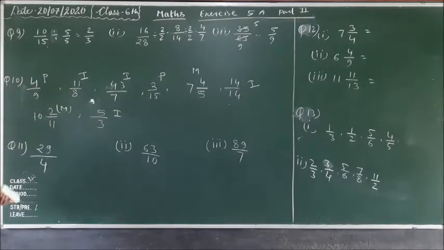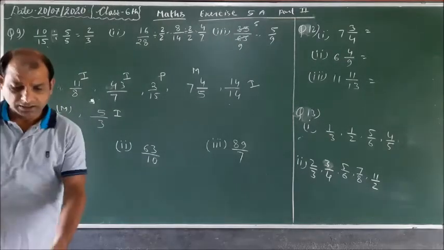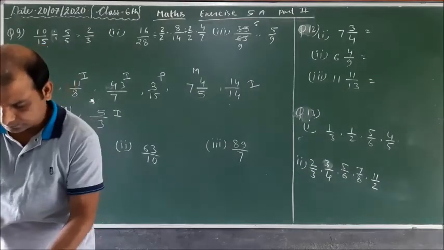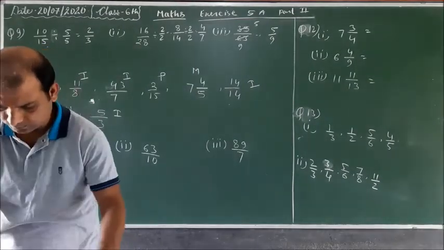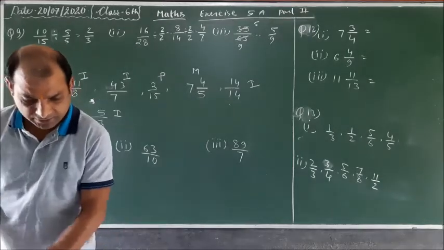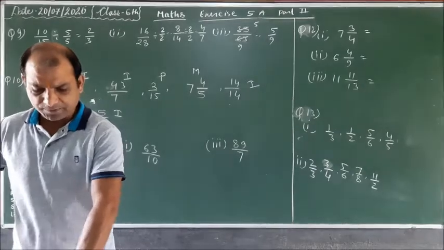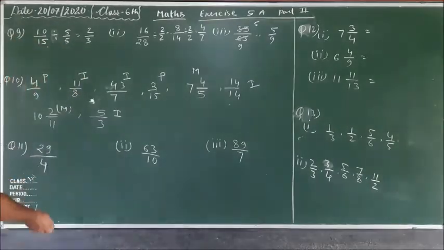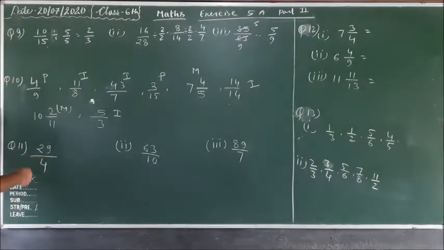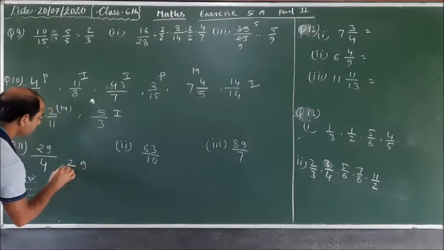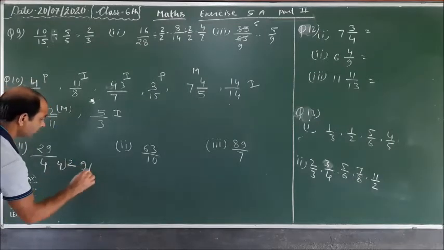Okay, children. Now question number 11. Question number 11 is to write each improper fraction as a mixed fraction. Here, this is the improper fraction. We change it into a mixed fraction. So how do we change it into a mixed fraction? By dividing 29 by 4.